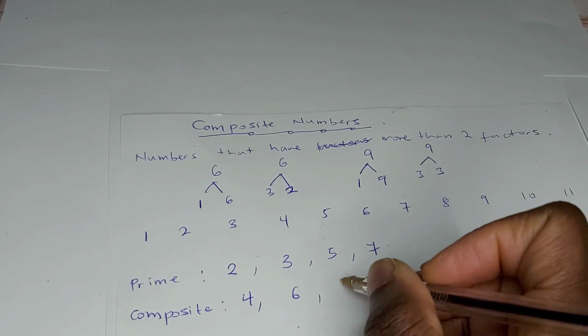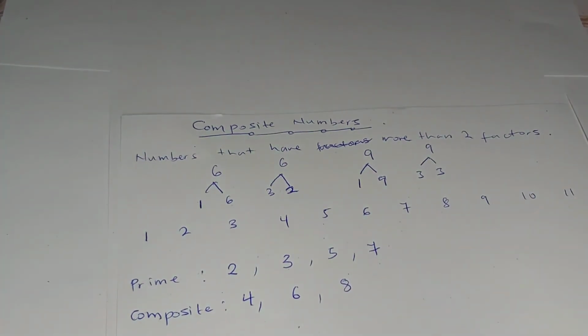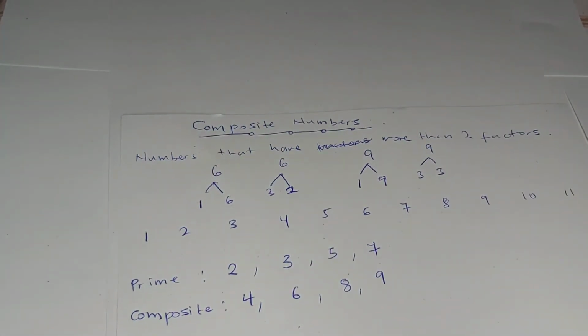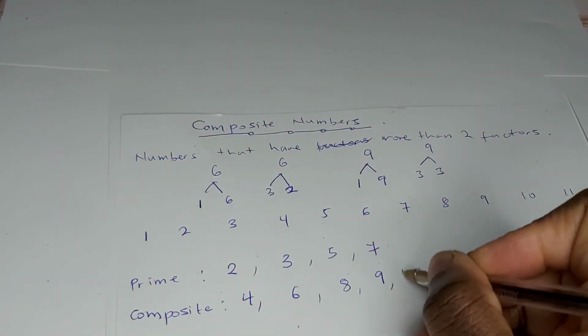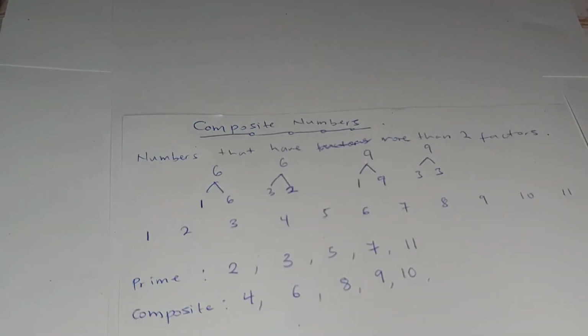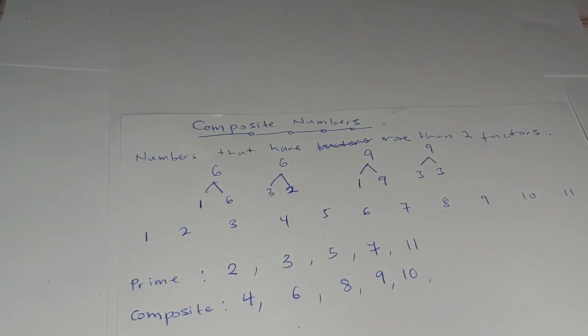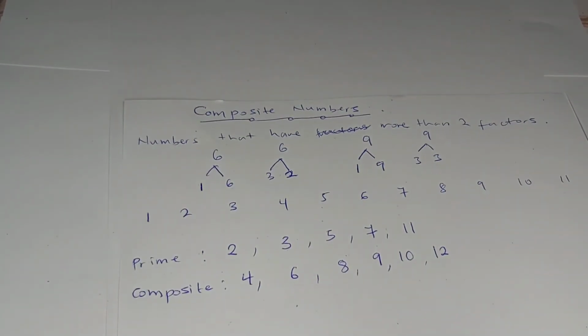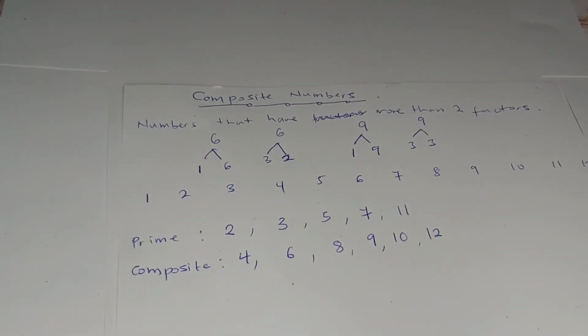8 is a composite number. 9 is also a composite number, because 3 times 3 is 9. And then 10 is a composite number, because we have 1 times 10 and then 2 times 5, all giving us 10. So 10 is a composite number. 11 is a prime number, because no matter how you do it, you can only divide 11 by itself and 1. And then 12 is a composite number. So basically this is all about composite numbers.